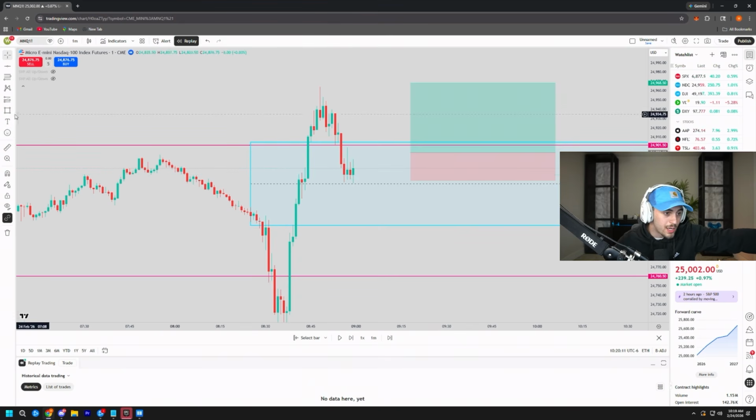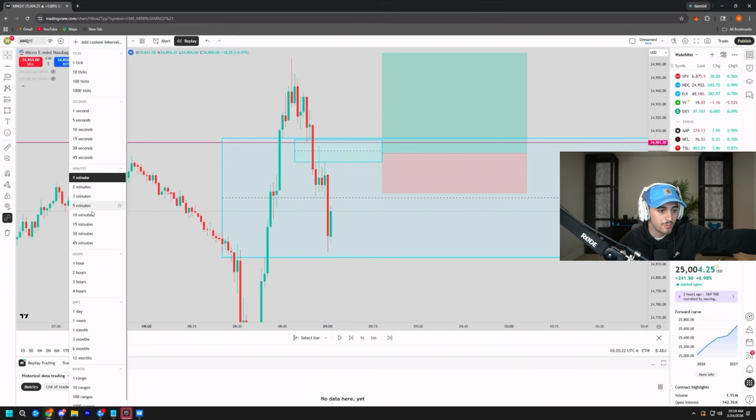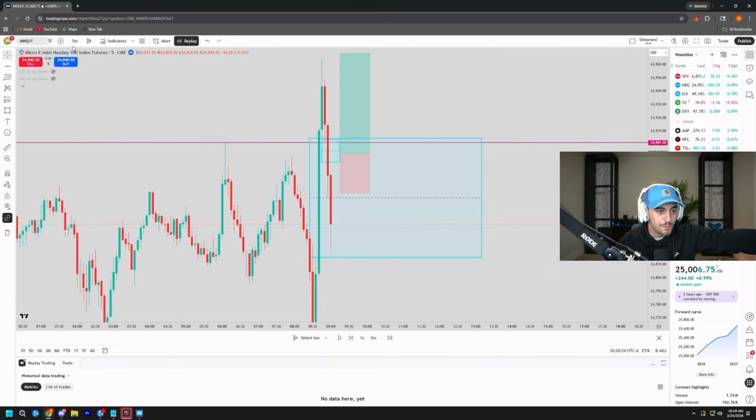We get the liquidity sweep. We put in a 1 minute gap right here inside of the 5 minute. We wick through it, not all the way through it, so it's not the worst thing ever. We dig a little deeper into this 5 minute.